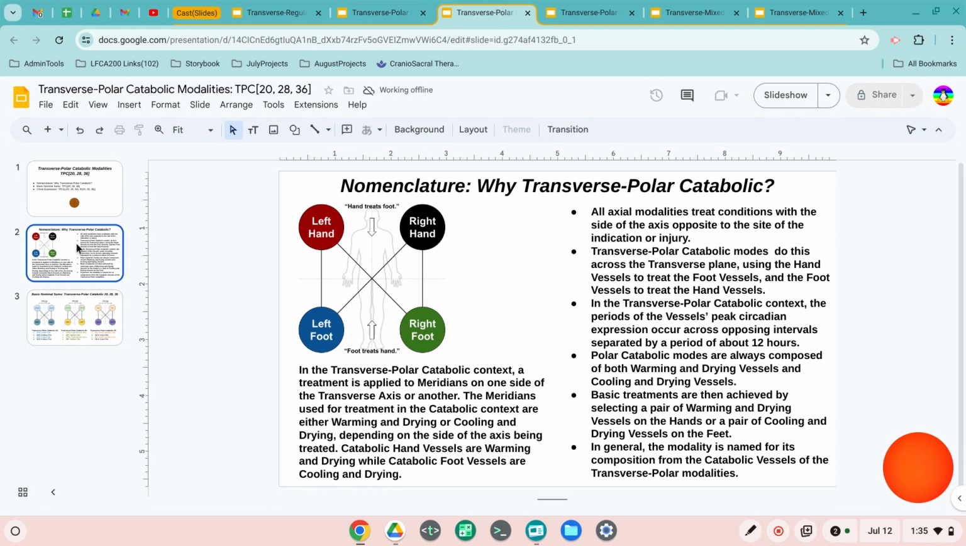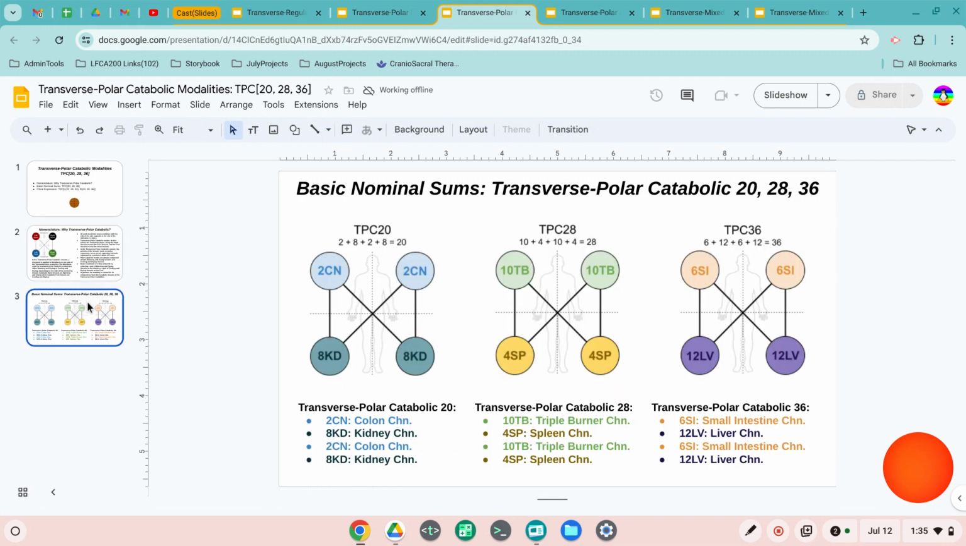Slide 2, Basic Nominal Sums, Transverse Polar Catabolic 20, 28, and 36. The three modalities shown here are some of the more common patterns used in treating clinical complaints. Setting the semantics of their physiological expression aside, this material will provide a valid nomenclature useful for categorizing the modes themselves and their orientation within the scope of the global balance method. Proceeding from left to right, the transverse polar modalities are composed as follows.